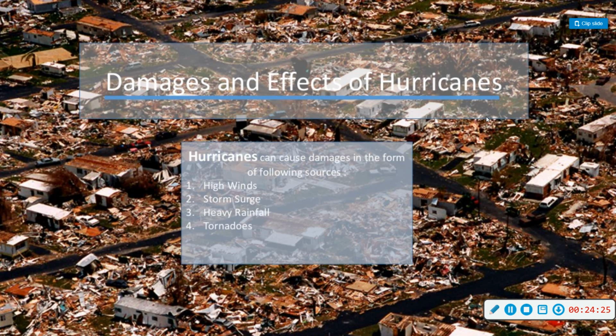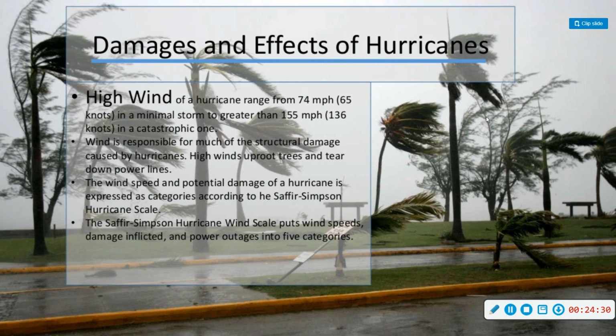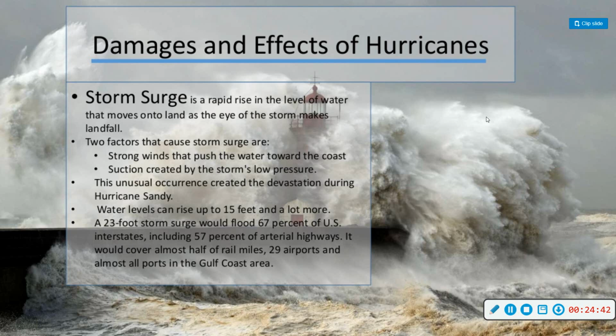So, hurricanes cause damage with high winds, storm surge, heavy rainfall, and tornadoes. High winds can range from 74 to 155 miles per hour, and it's responsible for much of the structural damage. Storm surge, rapidly rising water, causes flood damage. Water levels can rise up to 15 feet or more. A 23-foot storm surge would flood 67% of U.S. interstates, including 50% of arterial highways.